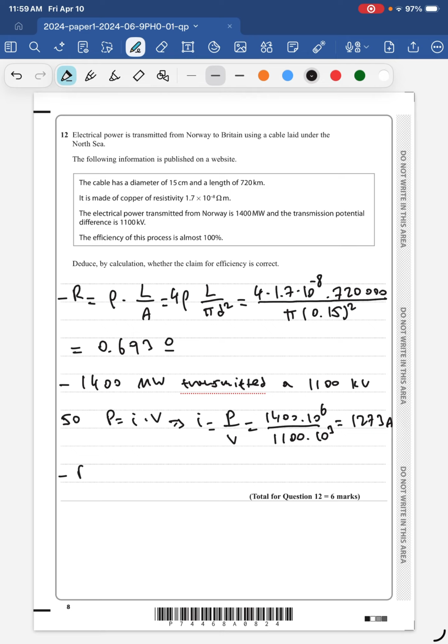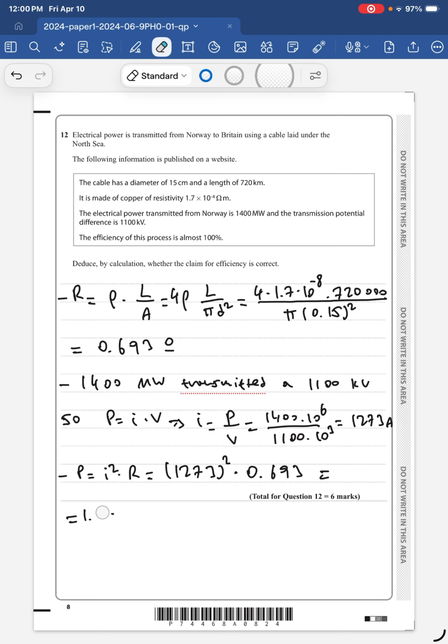Now the power lost because of the current flowing through this cable that has resistance of about 0.7 ohms is P is I squared times R. And we just calculated the current that flows through this cable. So we can use that to have 1273 squared times 0.693 yields 1.12 times 10 to the 6 watts.